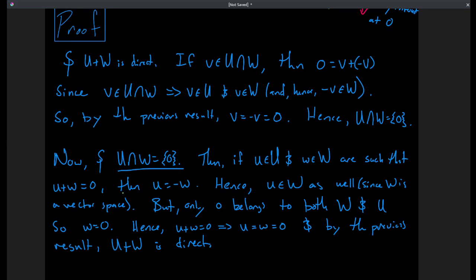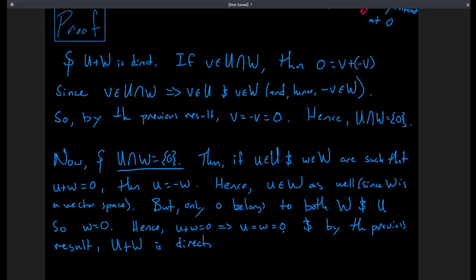So by definition, this means that u is the additive inverse of w, since it's the thing you add to w to get back the additive identity of the vector space. That is, u is also an element of W, since W is a vector space and contains the additive inverses of its elements. So, since only 0 belongs to both W and U, by our assumption that their intersection is 0, this means that u and w are both equal to 0.